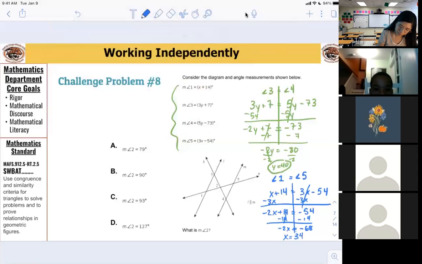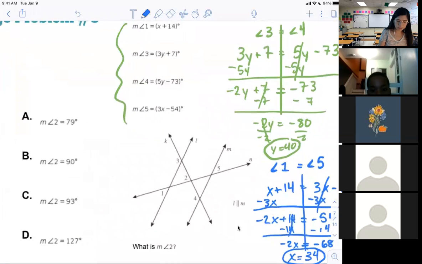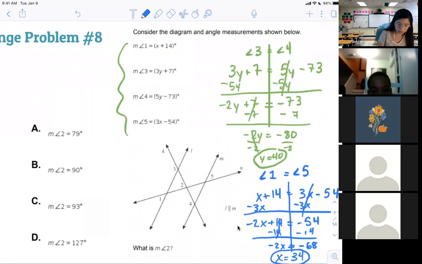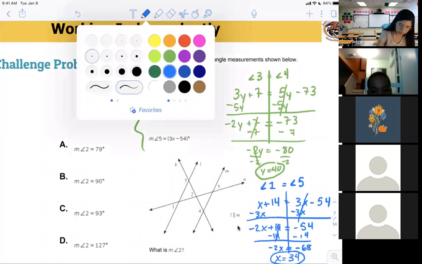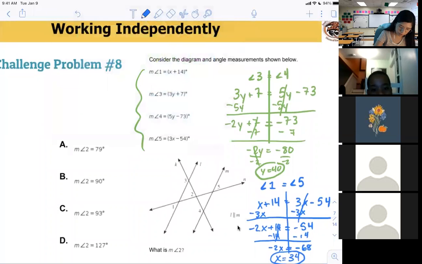All right, so now I know x and y, but I still don't know angle 2, right? But I'm getting closer. So here's what I'm going to do. I know angle 2 is right here. Let me highlight this. I've got this triangle right here.